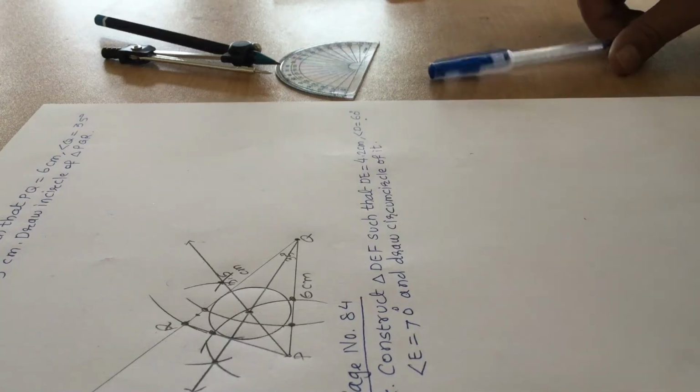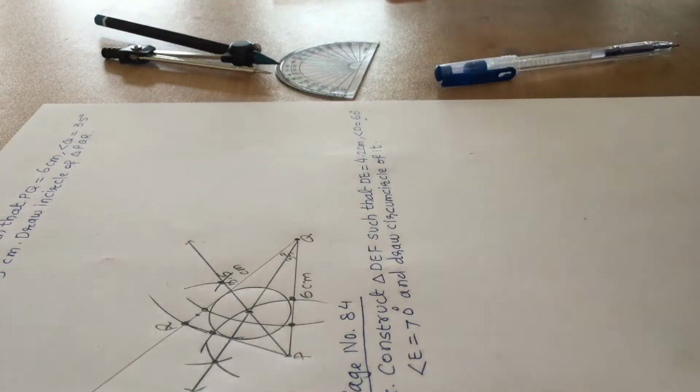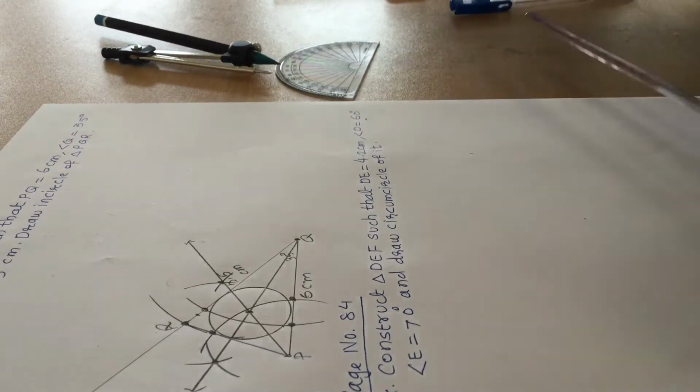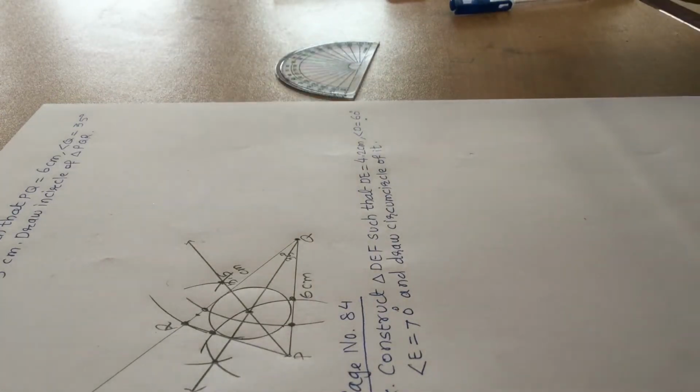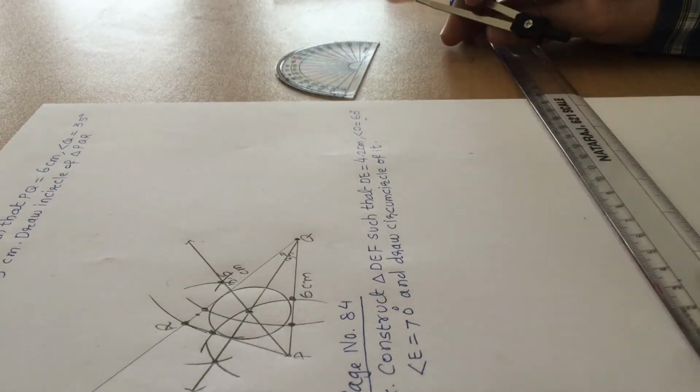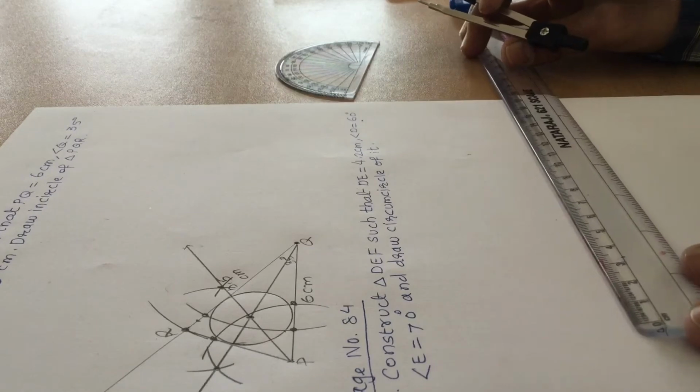Hello everyone. The second example you will learn now in this video is about circumcircle. The question is to draw triangle DEF. The length of DE is given as 4.2. So in the beginning, I am going to show you a 4.2 centimeter segment.